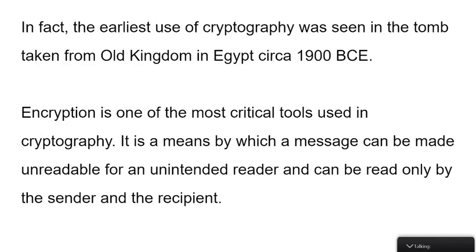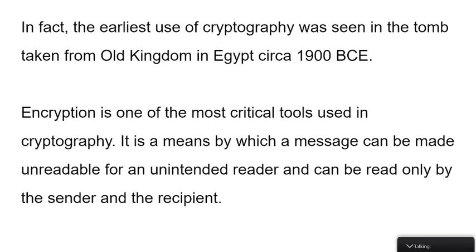The earliest use of cryptography was seen in a tomb from the Old Kingdom in Egypt about 2,000 years before Christ existed. Encryption is the most critical tool in cryptography, and that is the means by which a message can be made unreadable for an unintended reader and can only be read by the sender and the recipient. Right? It's also used a lot in coding on the internet. When computers send messages back and forth to each other, it's encrypted, so if a third party intercepts it, they're not able to interpret that information.